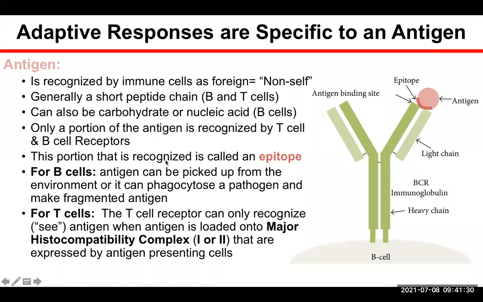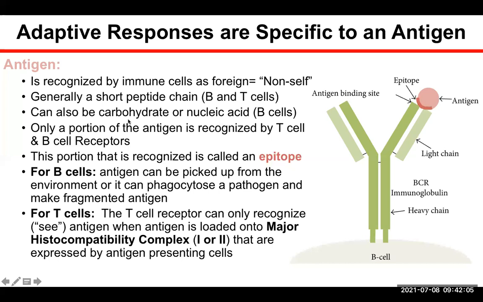So, going a little bit more into what an antigen is. I kind of gave you a preface of that yesterday. The immune system is going to recognize this as foreign or non-self. And generally, these are going to be a short peptide sequence. If we go back to lecture 3, I think it was, peptide chains are just a sequence of amino acids that are stuck together. And both B and T cells recognize this. However, it's only B cells that can recognize carbohydrates, so sugars, and nucleic acid sequences.